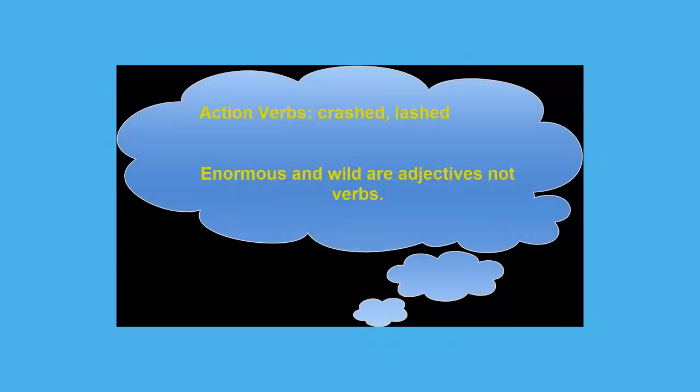Okay, well, if you identified the words crashed and lashed as the verbs in that sentence, you would be correct. If you, however, identified enormous or wild, then they are what we call adjectives, and they are describing words. They are not action words or verbs.